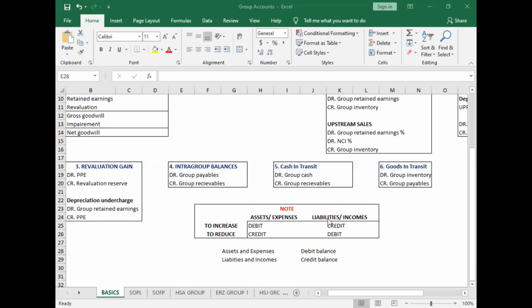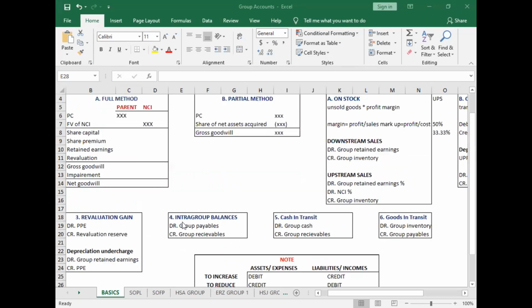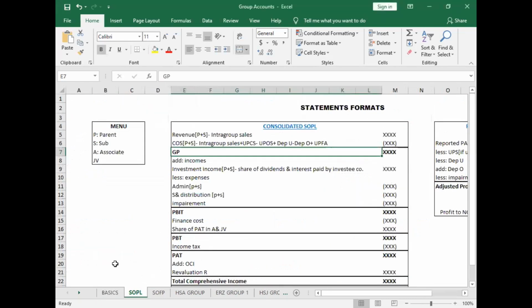And these are the common adjustments. There are no other adjustments, isn't it? So I think we'll proceed, so that when we tackle a question, it will be easily understood. So we'll go to the formats. We have the format of the consolidated statement of profit and loss, isn't it?